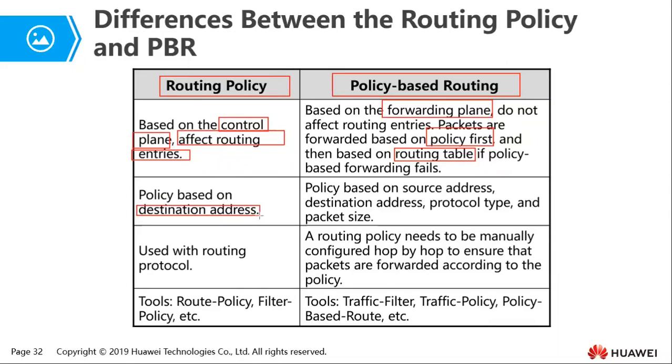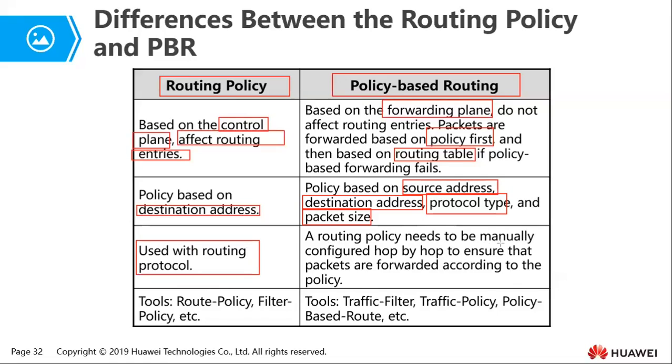So we saw how that is done, while policy-based routing is based on the source address, the destination address, the protocol type. So you can specify many things, including the packet size, to change the next hop. Routing policy is used with routing protocols because it operates on the control plane. That's why we had to go into OSPF 1 and change, we had to go to the interface and change the OSPF cost. So it's used together with the routing protocol.